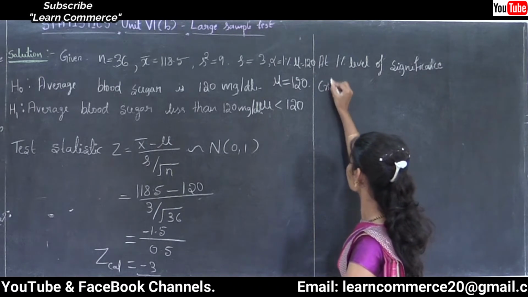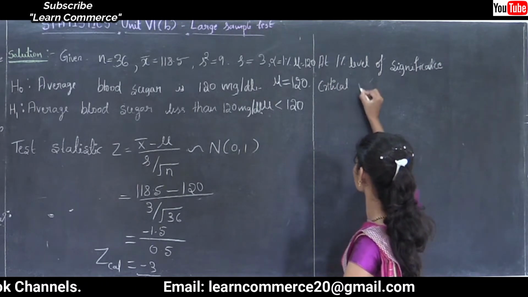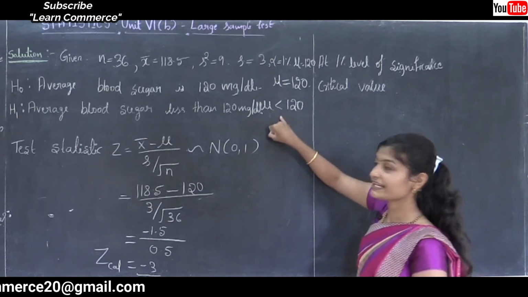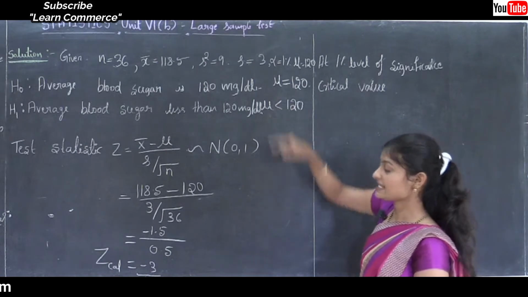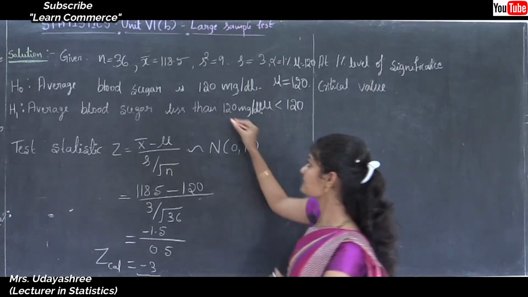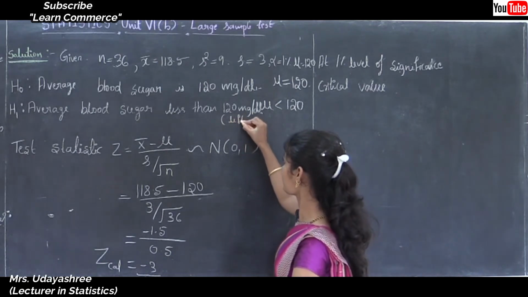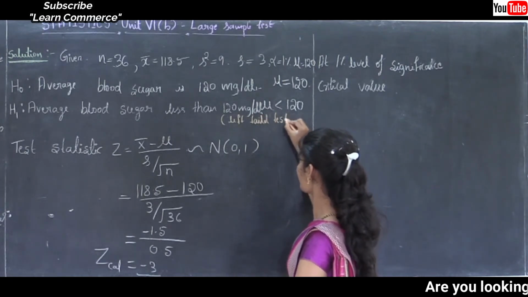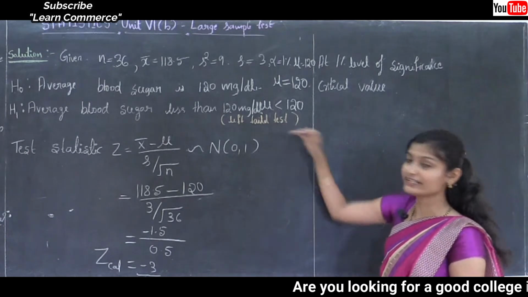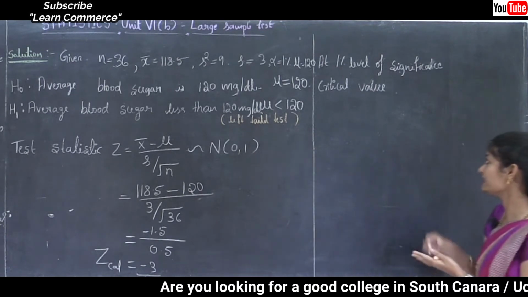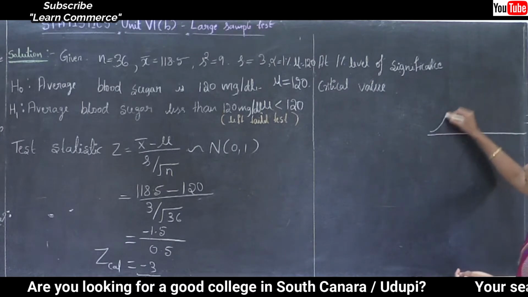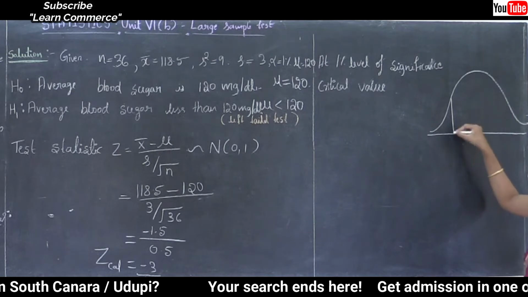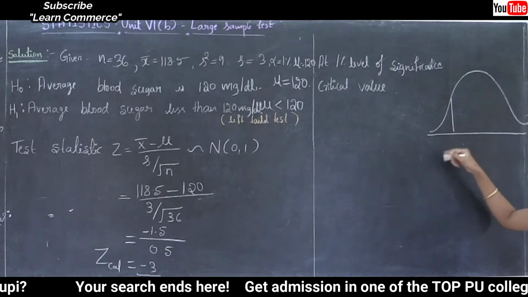Critical value is, see here the alternative hypothesis type is less than. If it is less than, in the sense this is a left tail test. If it is left tail, that is a one tail test. So if it is a one tail test, the graph is like this. So this is left tail, so the rejection region lies on the left side.